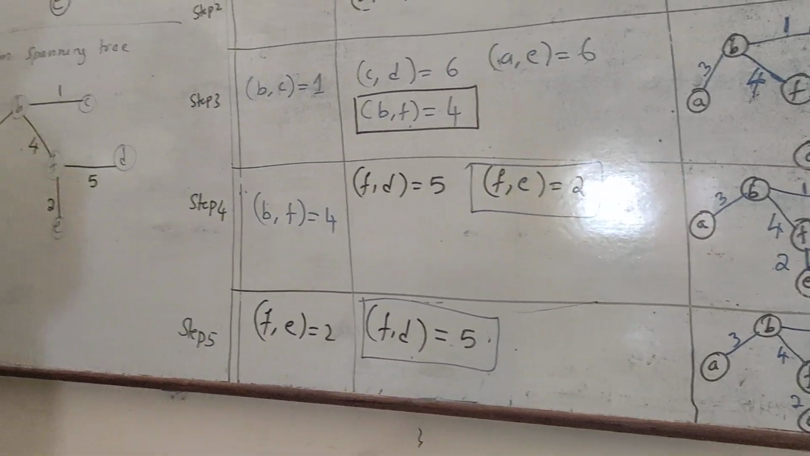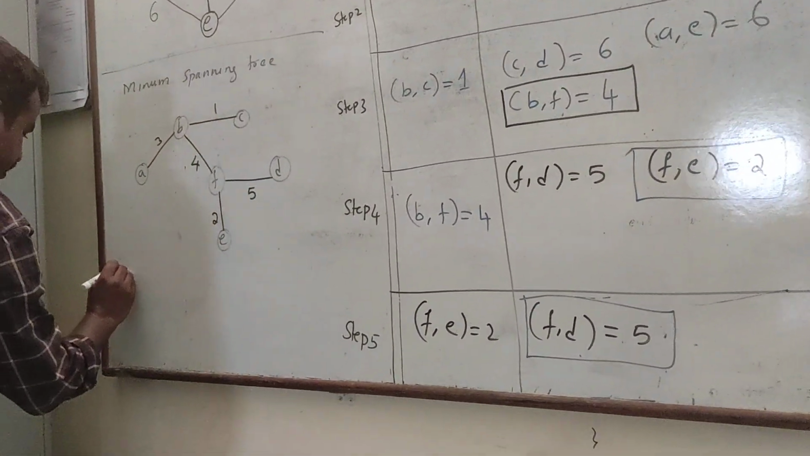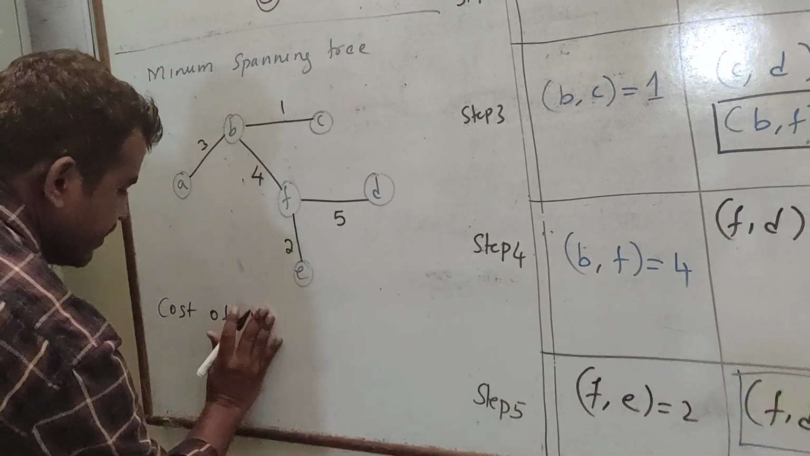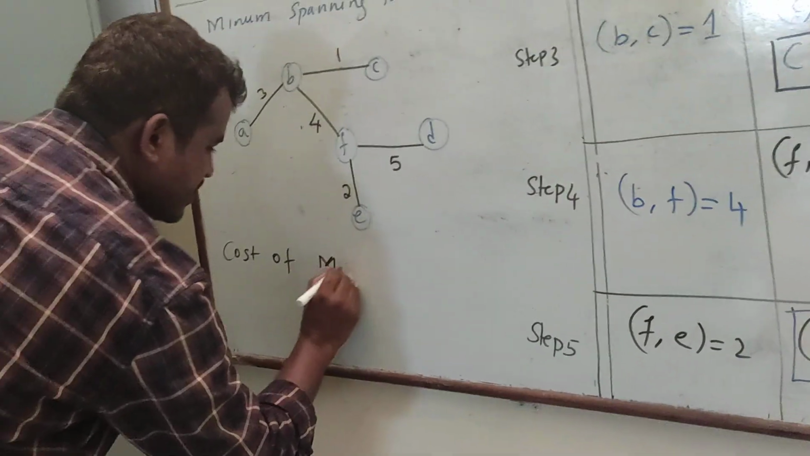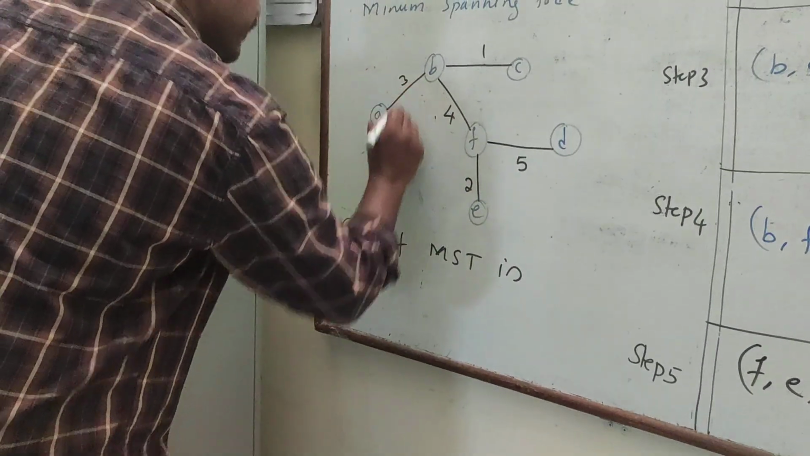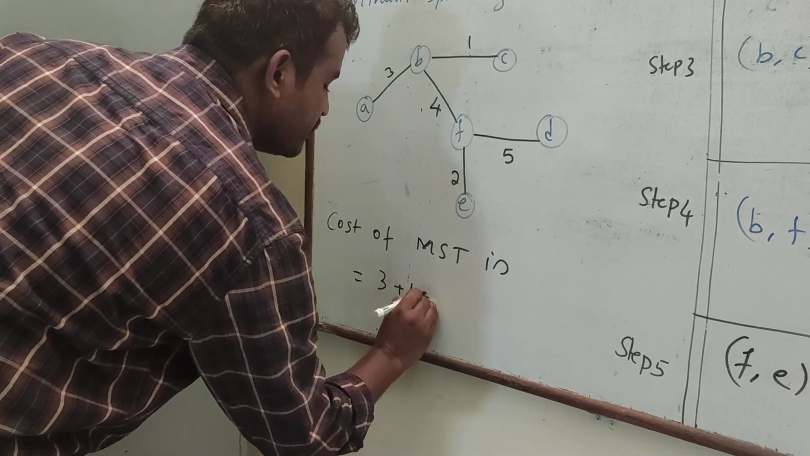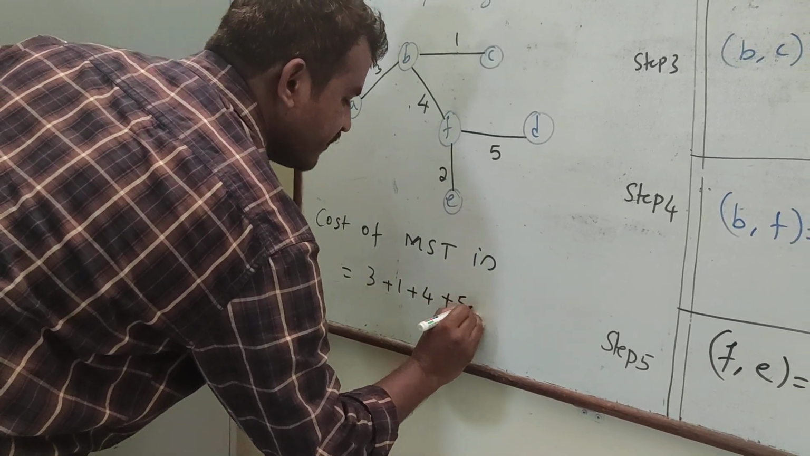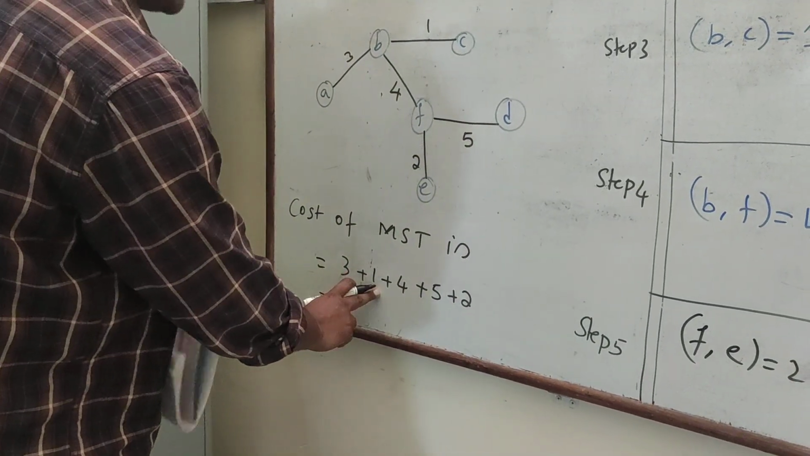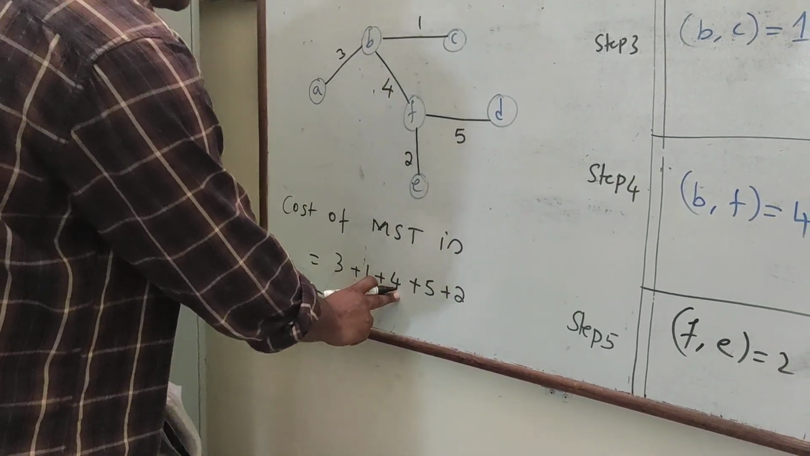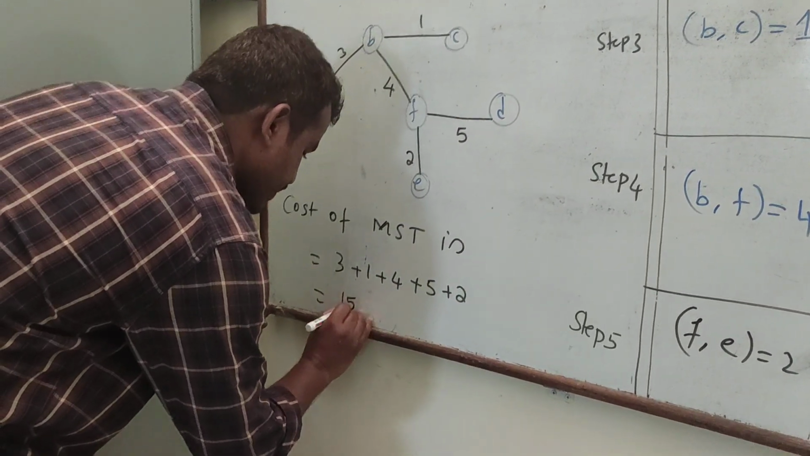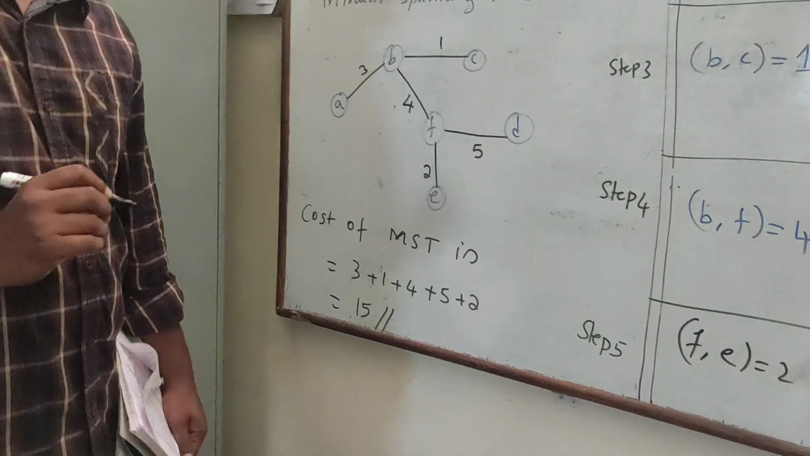This is the minimum spanning tree. Then the cost of the minimum spanning tree, that means MST is equal to 3 plus 1 plus 4 plus 5 plus 2. Total, if you count it, 3 plus 1 is 4, 4 plus 4 is 8, 8 plus 5 is 13, 13 plus 2 is 15. Solution is 15. Okay, thank you.